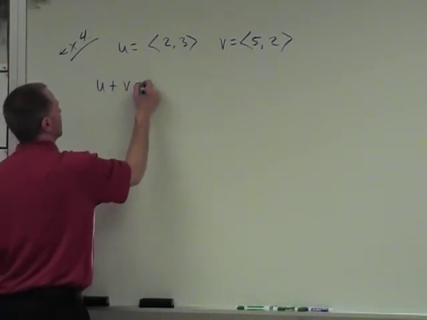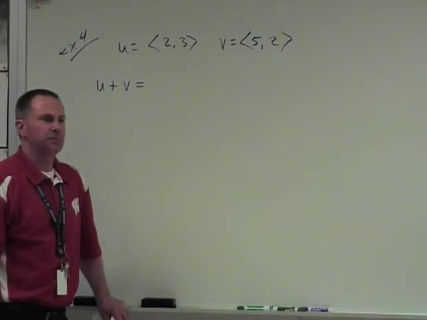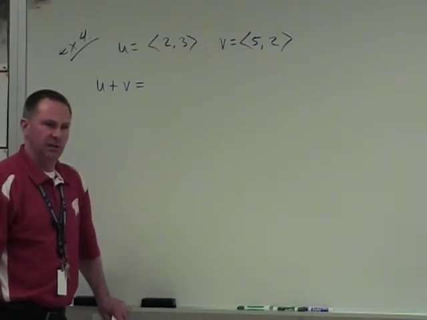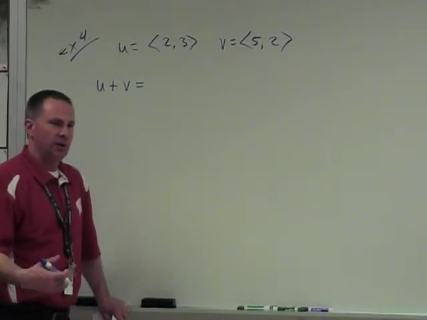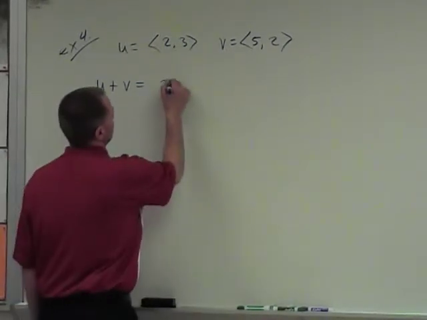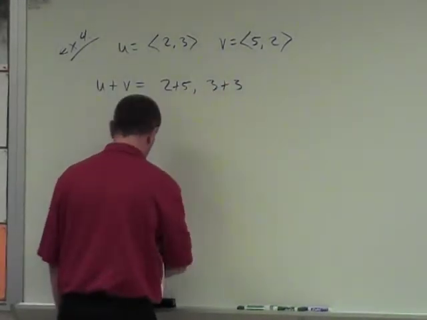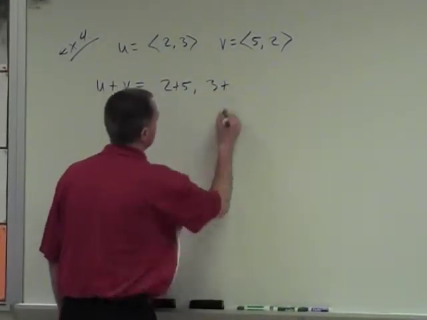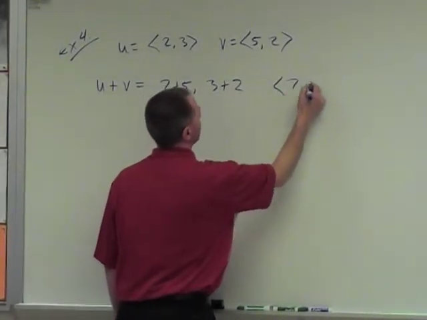We haven't really talked about this. U plus v, I'll go ahead and talk about it now, and then I'll have you do something else. U plus v just means this. You're adding both of the x values together, and you add both the y values together. So this is going to be 2 plus 5, and this will be 3 plus 2. All right, and so what we get is another vector, 7, 5.